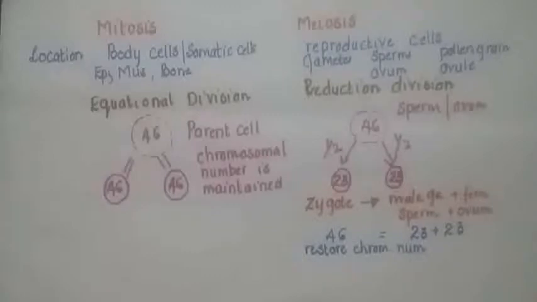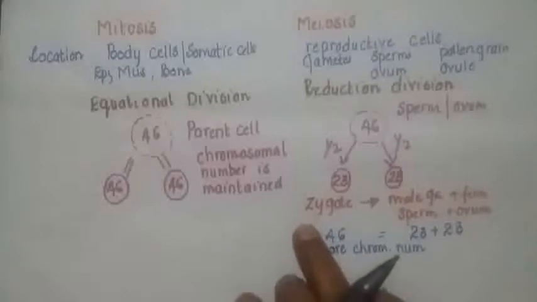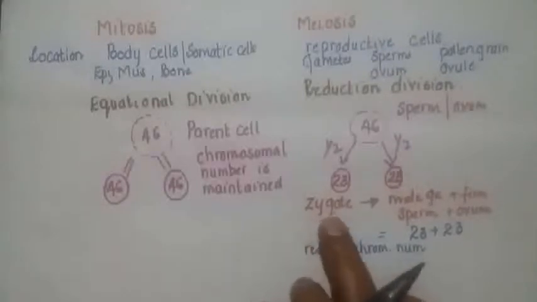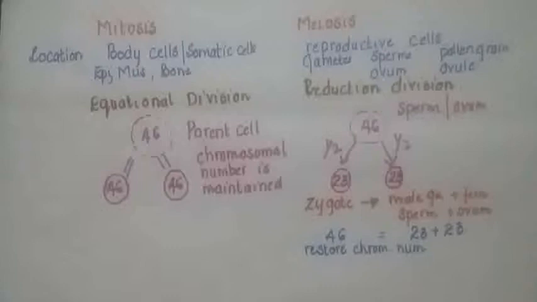Whenever meiosis occurs, there is half the number of chromosomes in those gametes, and those gametes undergo fertilization so that the original number of chromosomes is restored or maintained in the zygote. This single zygote now undergoes repeated division, which gives rise to the embryo or the fetus, and the baby is born.